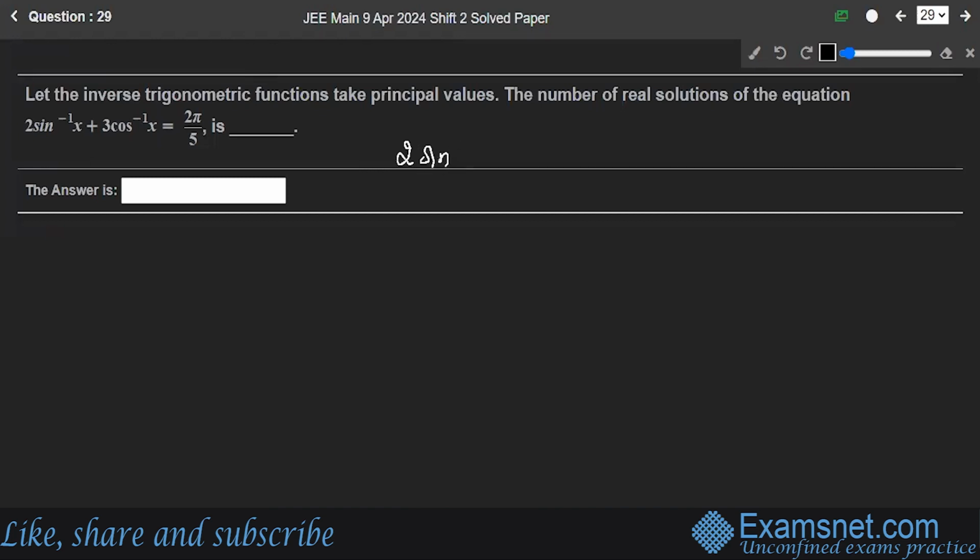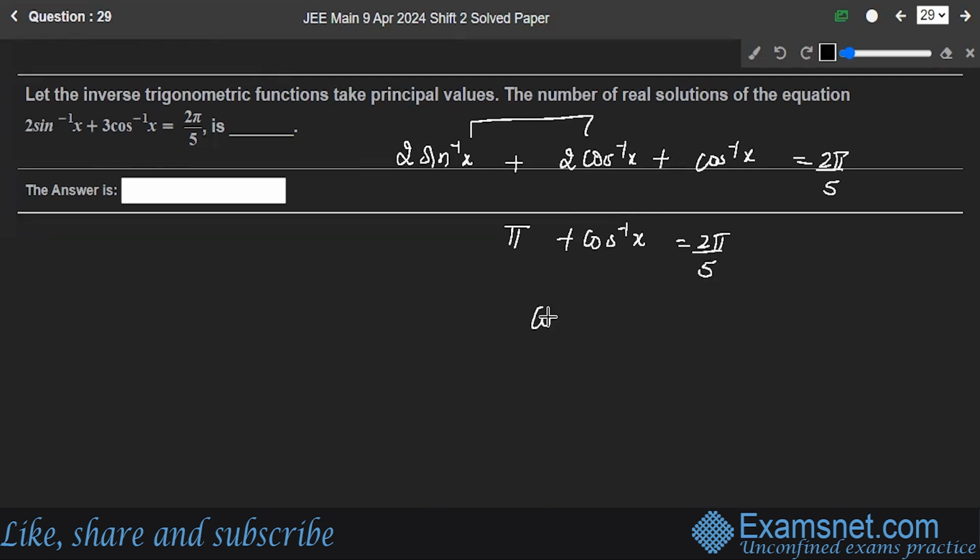So you have 2 sine inverse x, and I will write it as 2 cos inverse x plus cos inverse x is equal to this. This is equal to pi. This will give you 2 into pi by 2, that is equal to pi. So that's equal to this value.